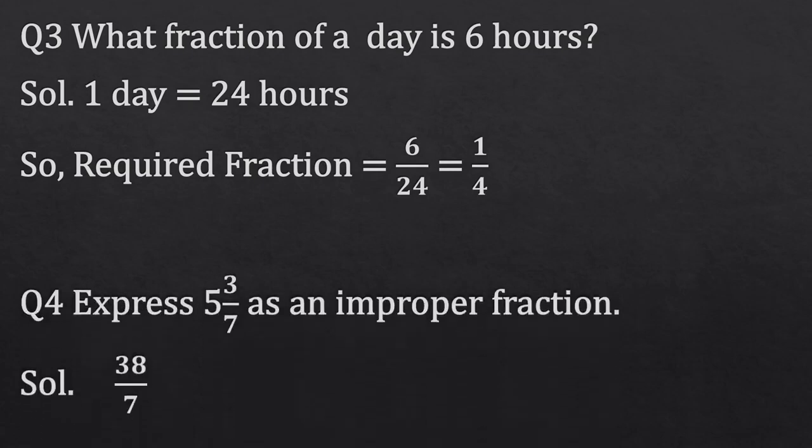Question number 4 was express 5 and 3 upon 7 as an improper fraction. Your answer is 38 upon 7. If it is correct, full 1 marks. If it is wrong, 0 marks.